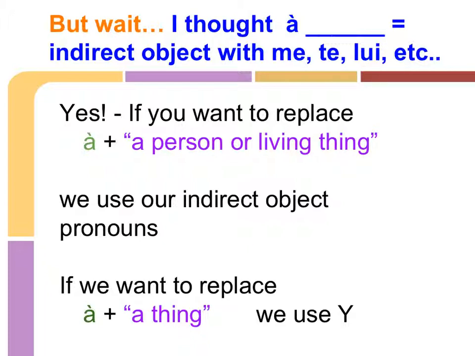etc. And the way this is different is that before we were replacing à and a person or a living thing. Remember we used the question à qui, or sometimes pour qui, to figure out if we were dealing with an indirect object. Well, here we're not going to be using à qui, we're going to be using à quoi. It's got to be a thing, it can't be a person, it can't be alive. So when it's a thing, we use y. When it's a person, we can use one of those pronouns we saw before.